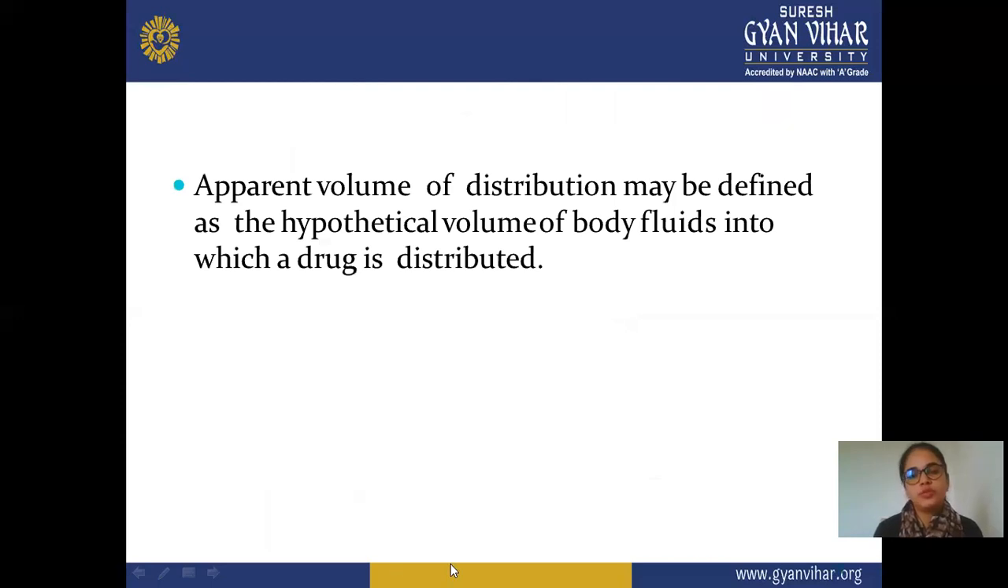Apparent volume of distribution may be defined as the hypothetical volume of body fluid into which the drug is distributed. Means apparent volume of distribution is nothing but a hypothetical volume present in your body fluid or in your body. The drug gets distributed uniformly throughout your body. And when we administer the drug, it distributes completely in a uniform way. So this is the volume of distribution.